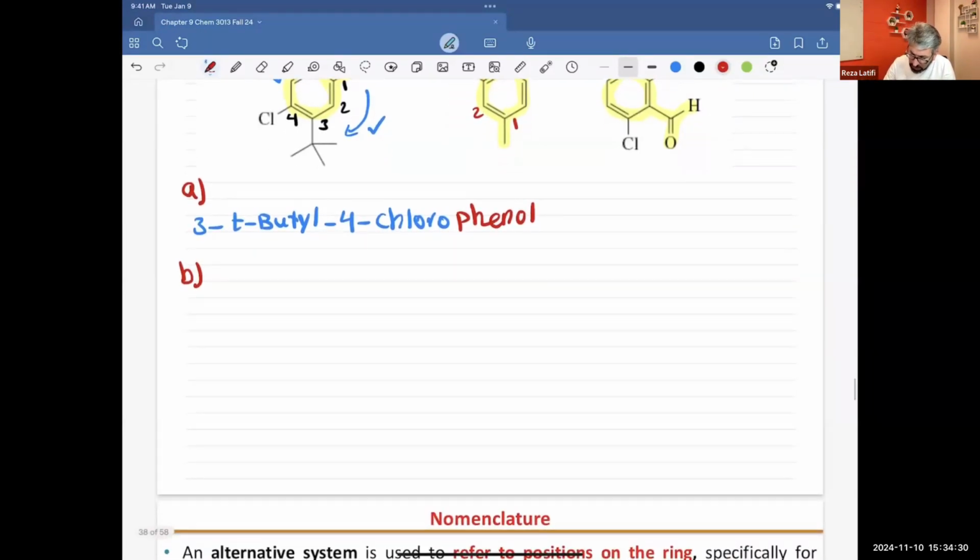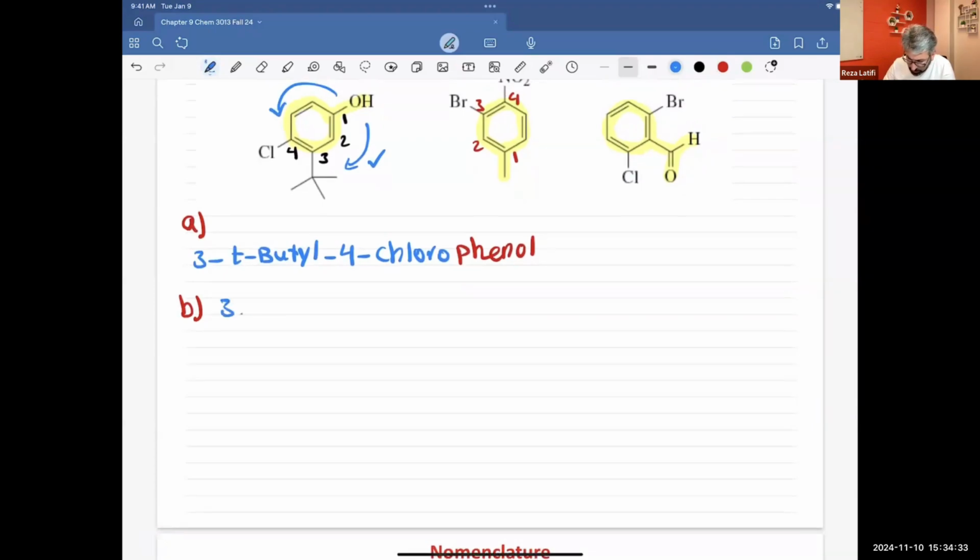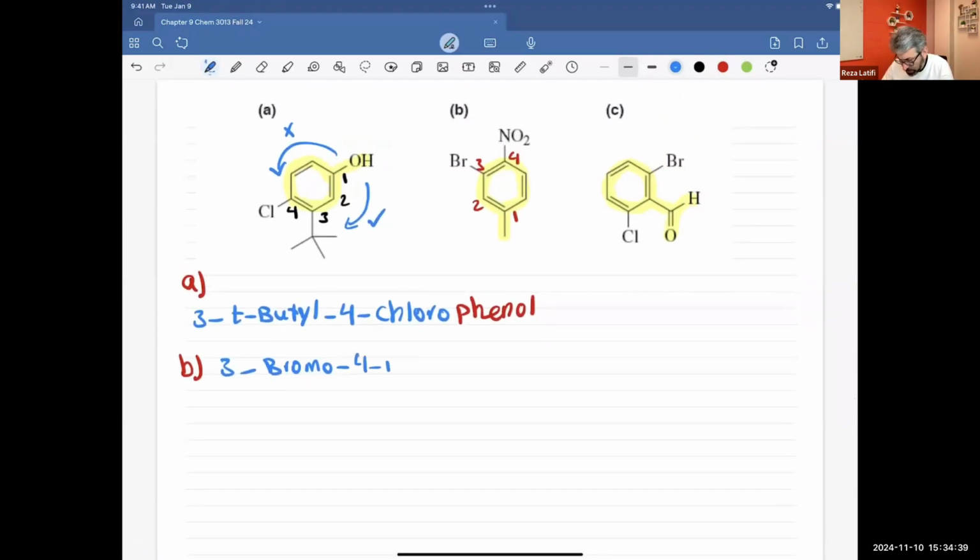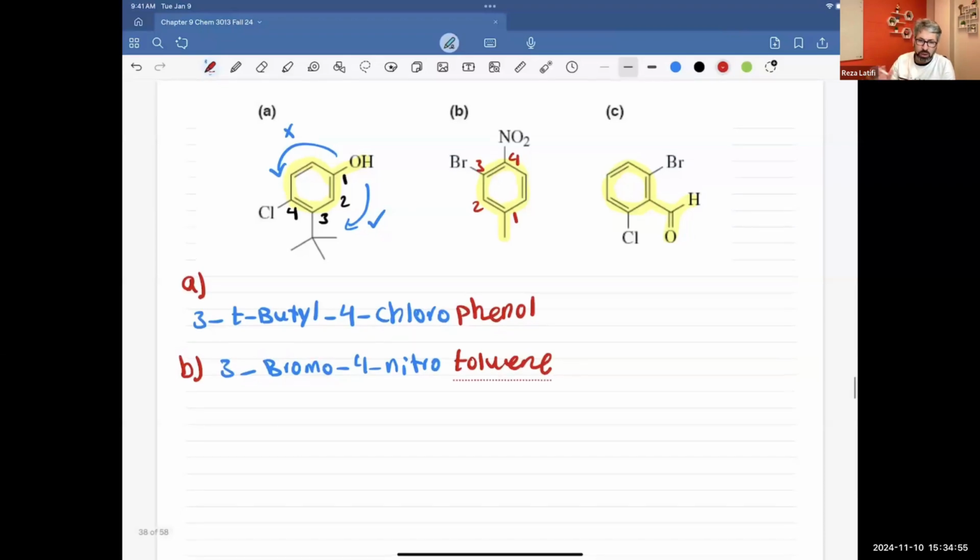So one way to name it is going to be 3 bromo. Next, we have 4 nitro. And last thing, we will say 3 bromo, 4 nitro, and next, we see toluene. And that's going to be the correct name for it. Or you can just simply ignore any substituent, any functional group here, and just simply say this is going to be 1, 2, 3, and 4.